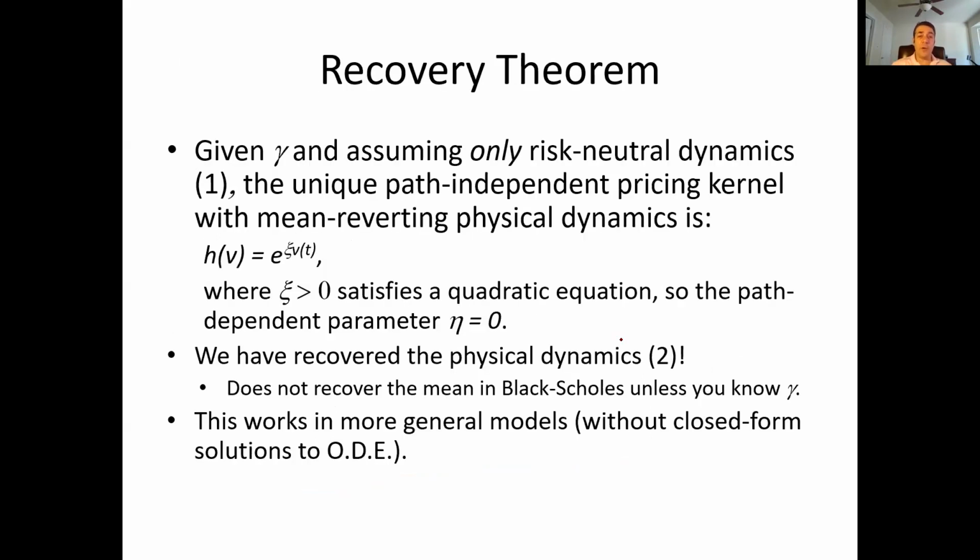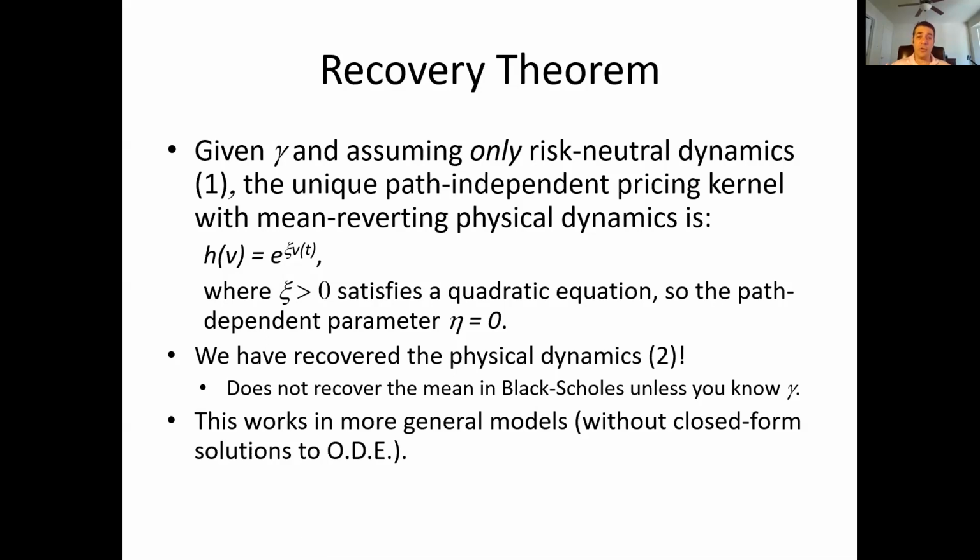rate. Well, so here's the recovery theorem or proposition I have for you. Let's assume the risk neutral dynamics, but not the physical dynamics. Then there is a unique path independent pricing kernel, or the reciprocal n, and it has the simple exponential affine form. So if you give me gamma, then there is a unique psi here, and psi satisfies some quadratic equation.